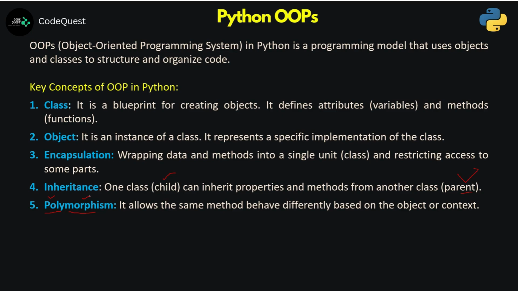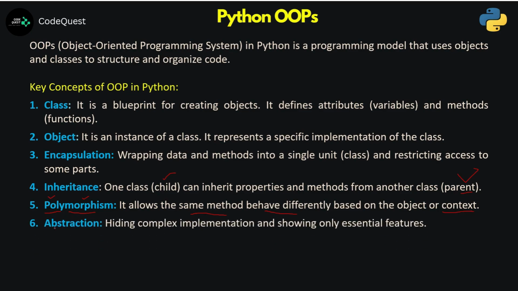So in polymorphism also we can have the same method. I can write the same method, but it's going to behave differently based on the context. We will understand more on this when we start developing programs on polymorphism.